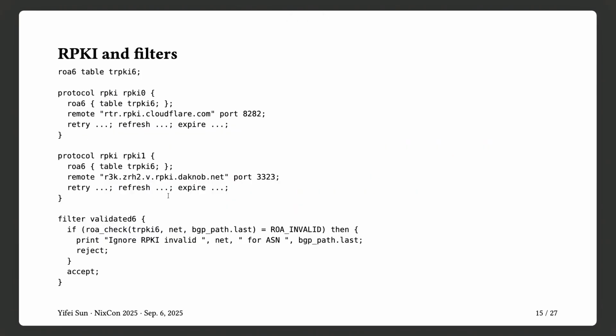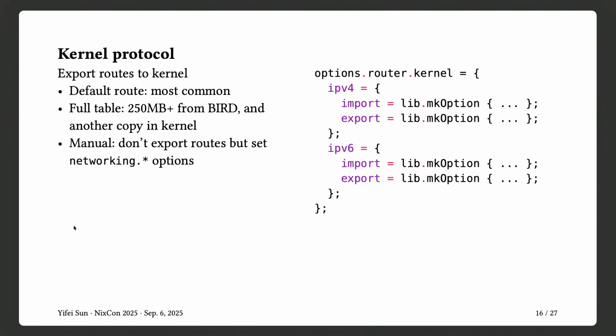This is the stuff you generate if you use IPv6 based stuff. And you also get a filter for free. This is not customizable for now except for the name. And you can refer to this filter in your later configurations. For example, if you want to use it in static import-export filter, or you can use it in the BGP session configurations. And the kernel protocol is used to export routes to the kernel.